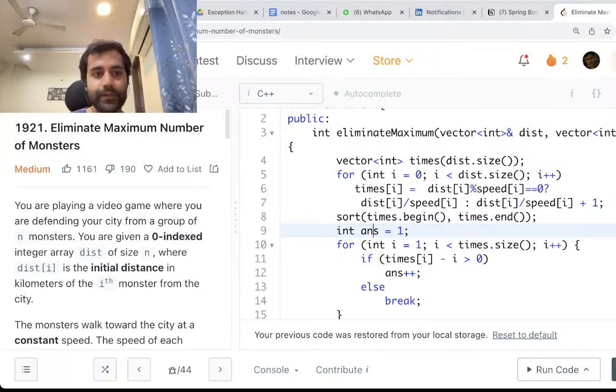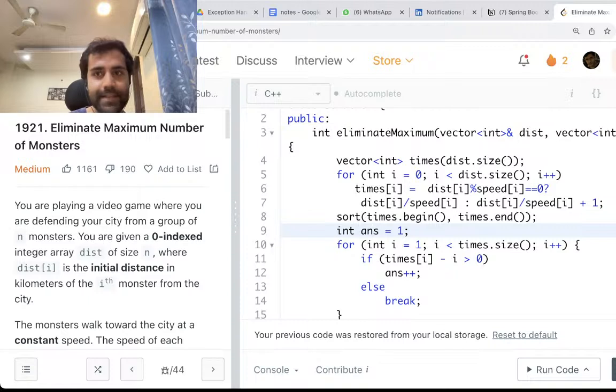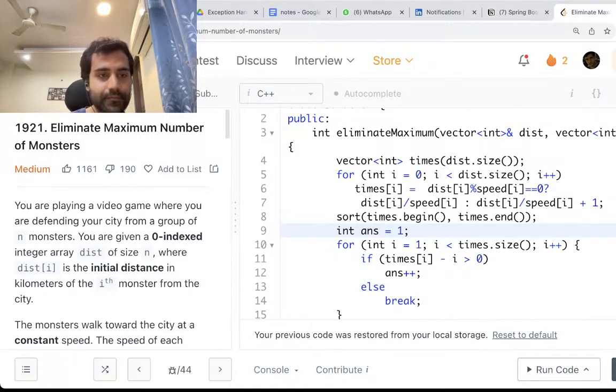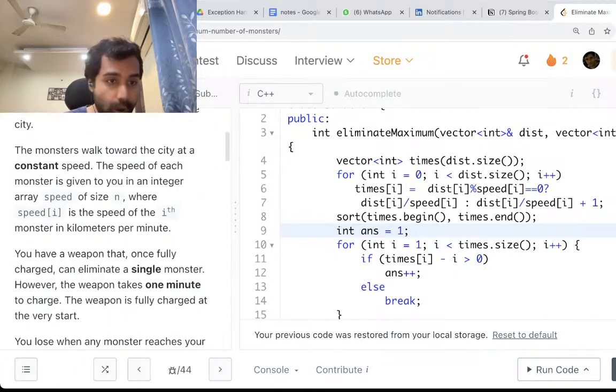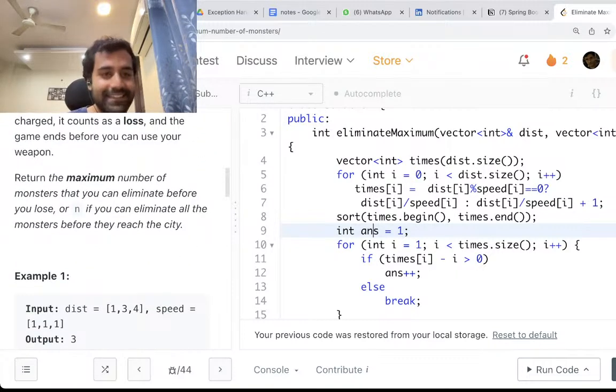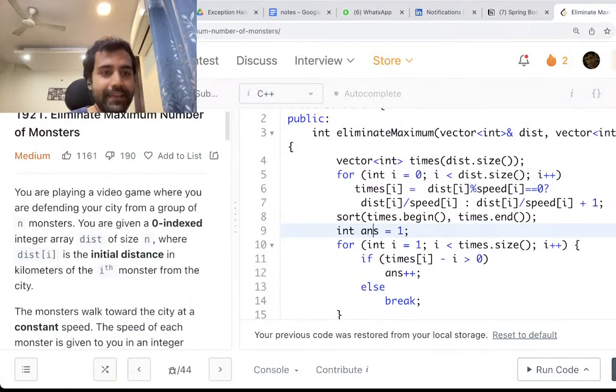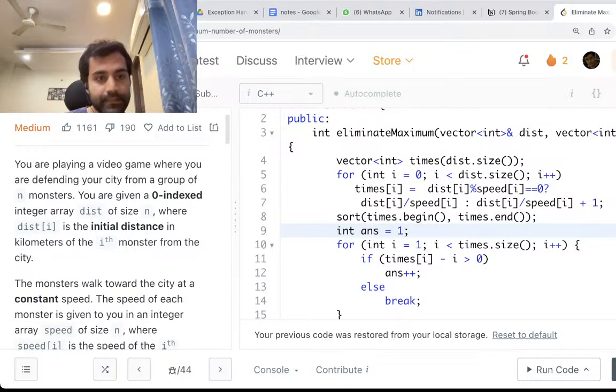You can just say yes if you were able to read, understand, and code the question all on your own. It's a long story that the question has. So I think we need to read it and clearly understand the problem statement. As you can see, it says you are playing a video game where you are defending your city from a group of n monsters. So you can imagine there are going to be n different values which will be supplied to me.